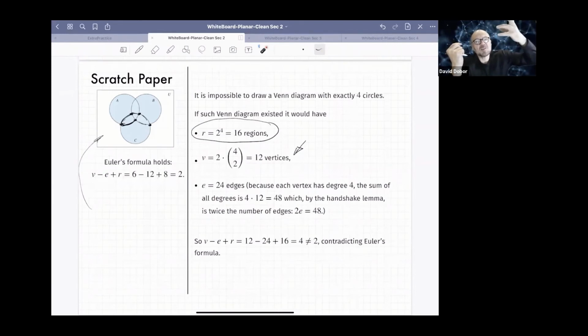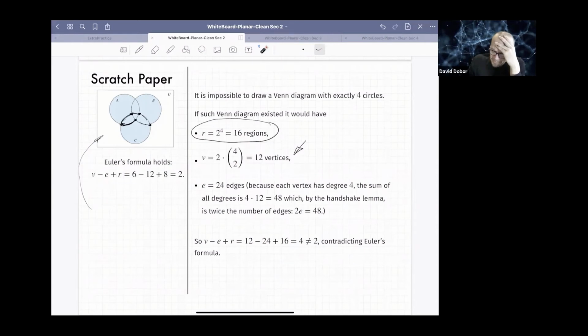How many pairs of circles do I have if I just had 3 circles? How many 2s can I pick out of 3? Well, it's this pair, then this pair, then this pair. It's only 3 pairs, 3 choose 2. Now, if I'm assuming that I can draw a Venn diagram with 4 circles, then I have 4 choose 2 pairs. 4 choose 2 is 6. And every pair intersects at 2 vertices. Then I will have 12 vertices total, right? Does that make sense?